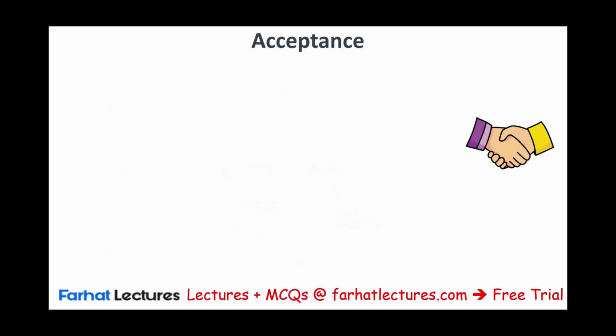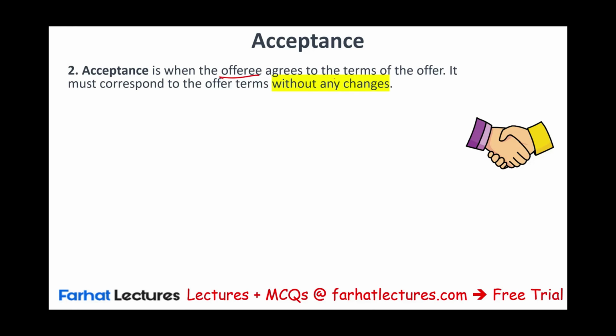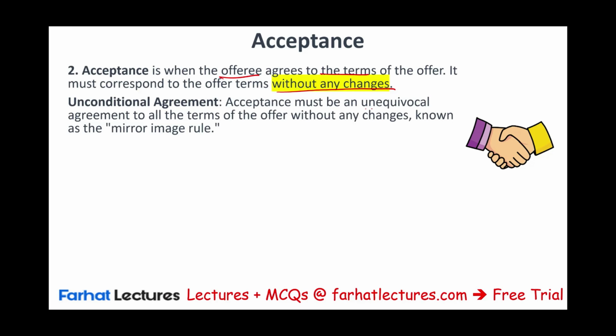Now, for an offer, it has to be accepted to have a valid contract, because you need two parties. Someone is offering something and the other one accepting. Now, we're going to talk about termination in another session, but let's now assume the other party accepts. Acceptance is when the offeree agrees to the terms of the offer. So it must correspond to the offer terms without any changes. What does that mean? It means you have to agree according to the agreement. Acceptance must be unequivocal to all terms of the offer without any changes, known as the mirror image rule.